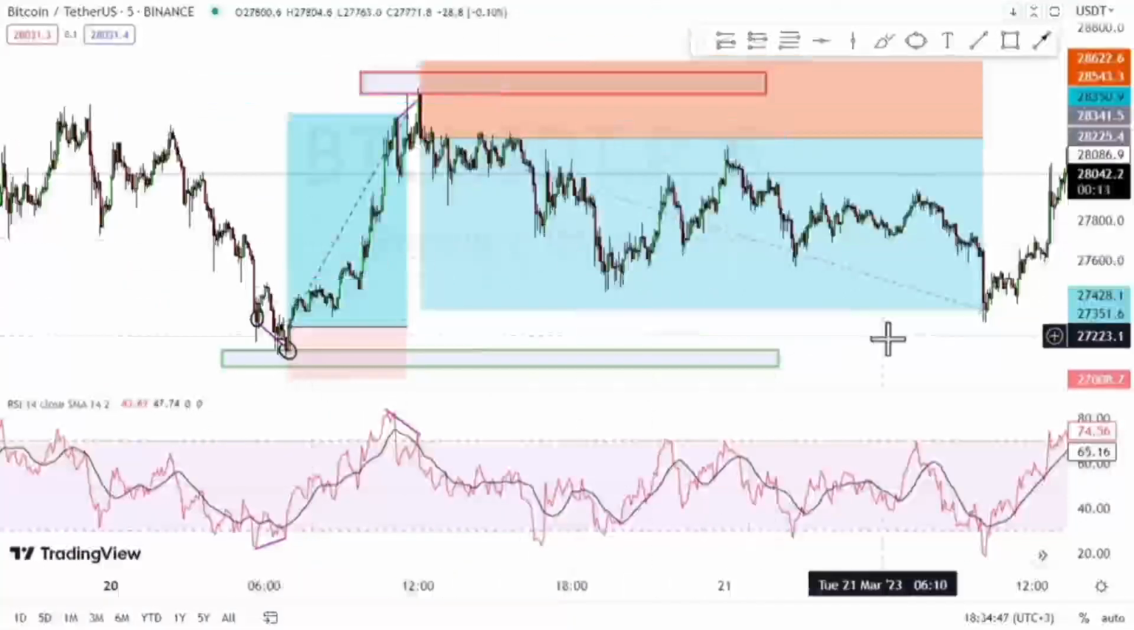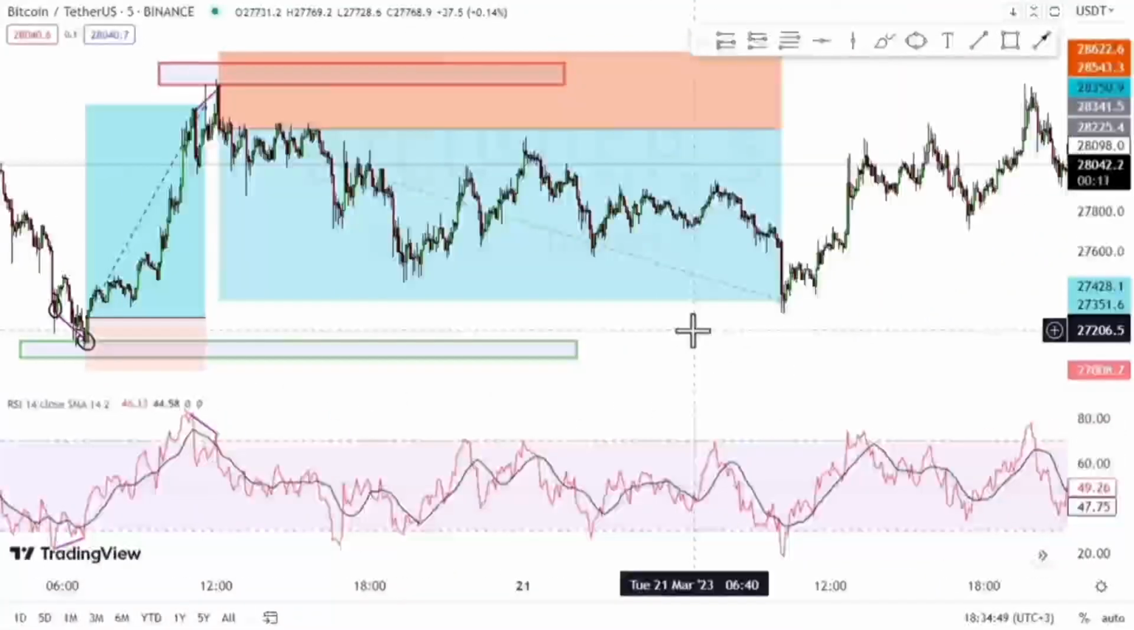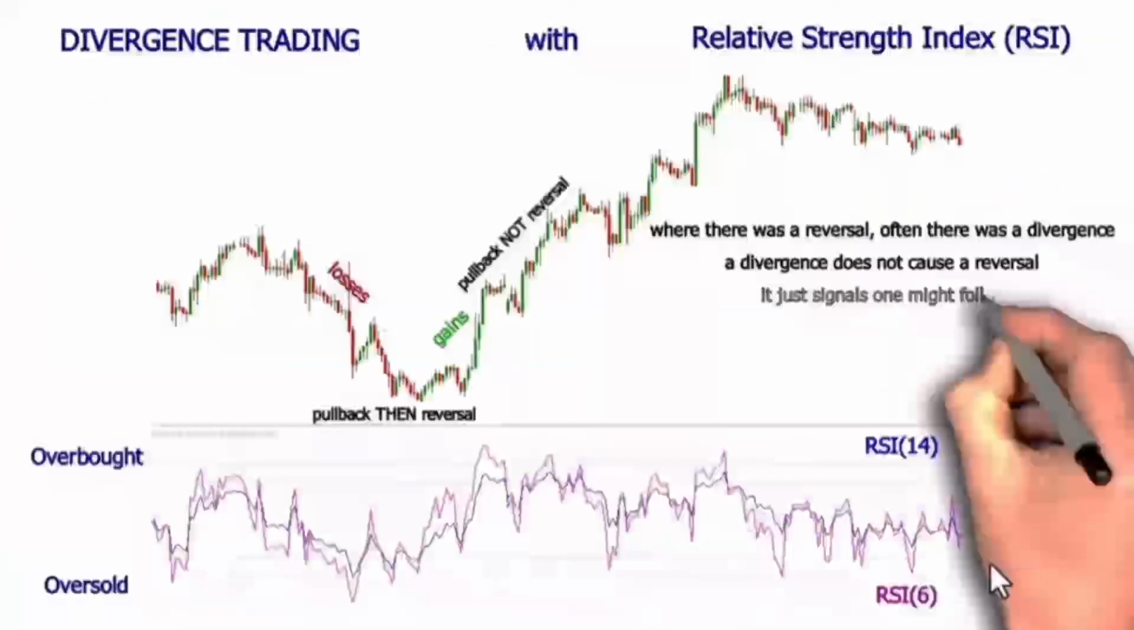But there is a problem with this technique. If you take a look here, we have two examples where divergences happened. If you look at the RSI, there are two RSIs. In this technique, we can use two RSIs at the same time, but I don't want to get into that. It is just an example of a divergence that did happen, but it didn't work.